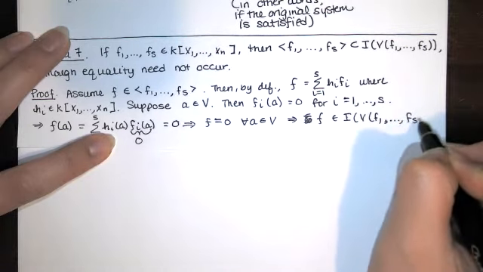Now, to prove this last part, which says although equality need not occur, all we have to do is come up with a counterexample. I'd like to just state for you an example where the ideal generated by some polynomial functions is a subset of the ideal of the variety defined by those functions, but there are some members of this ideal that do not belong to that ideal. So we're just giving an example that proves that equality need not occur.